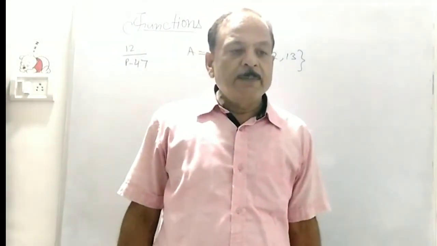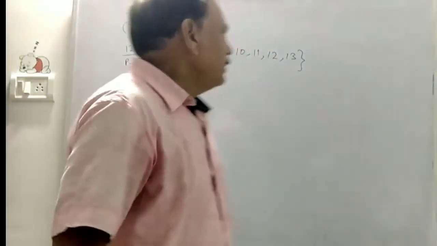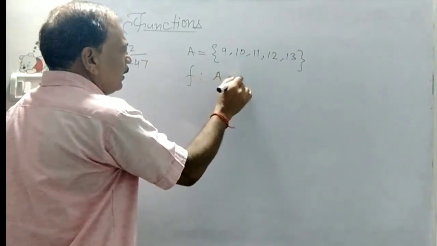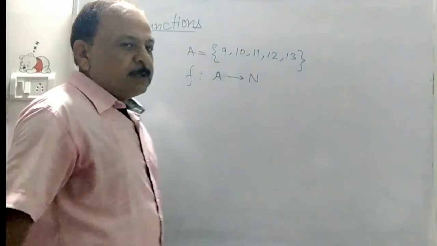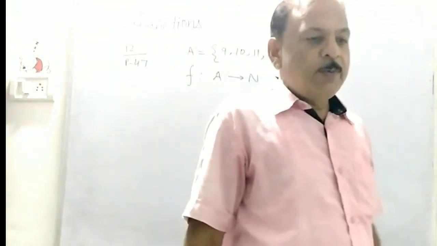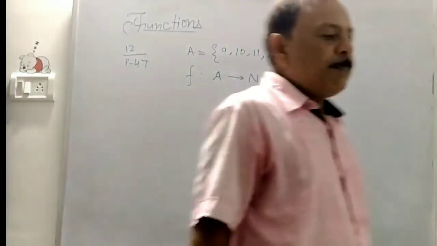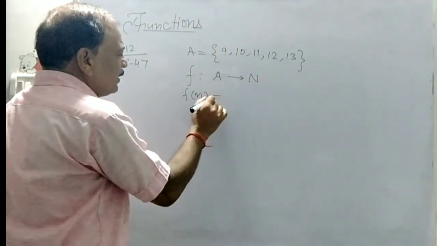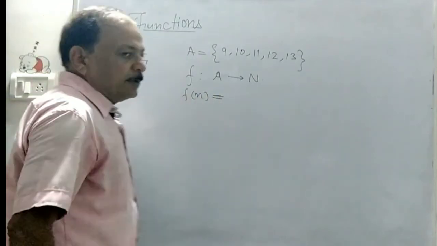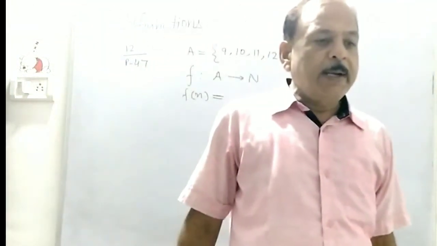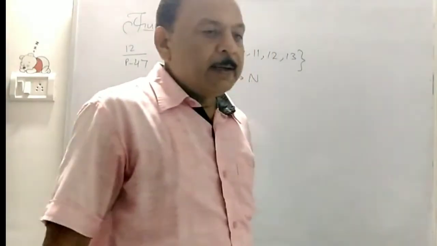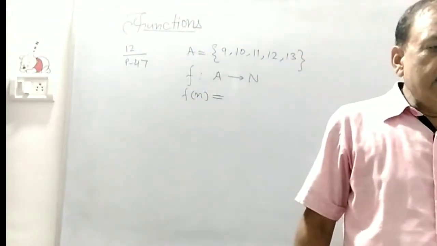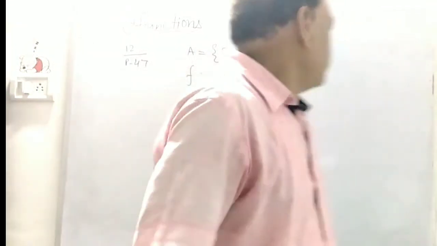And a function is defined from A to N. F is a function defined from A to N such that f(n) is the highest prime factor of N.